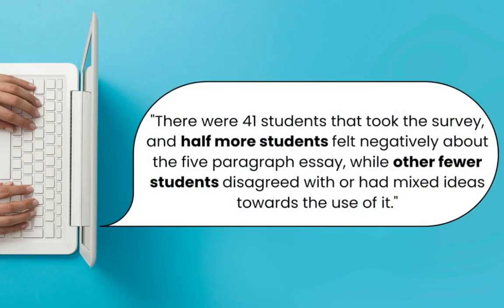For example, one student said this: there were 41 students that took the survey, and half more students felt negatively about the 5-paragraph essay, while fewer students disagreed with or had mixed ideas towards the use of it. Now, I kind of understand the phrases half more students and fewer students, but these are not grammatically correct, which is really important in academic writing.